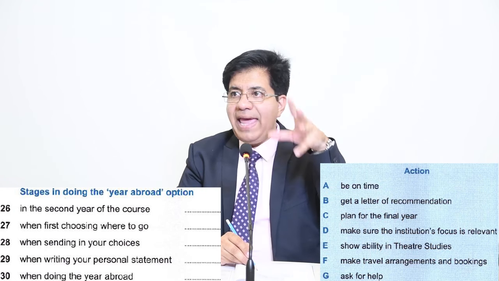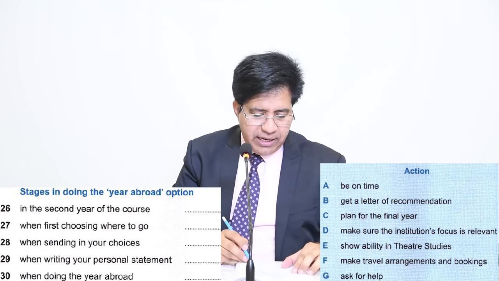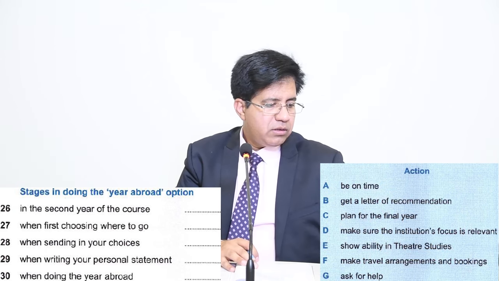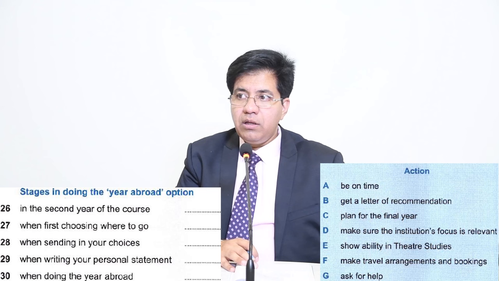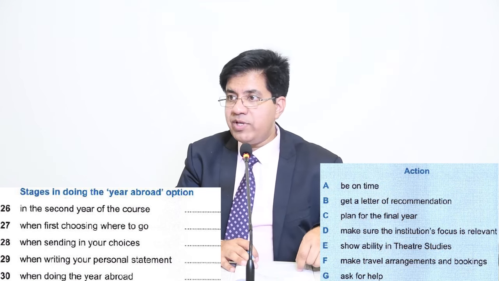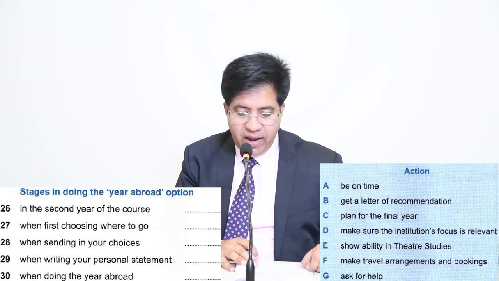Ask for help. That is G. And question number 30. When doing the year abroad, what action? Yes. They must be trapped. Because, you know, options are more than the questions. So when options are more, they try to trap you.